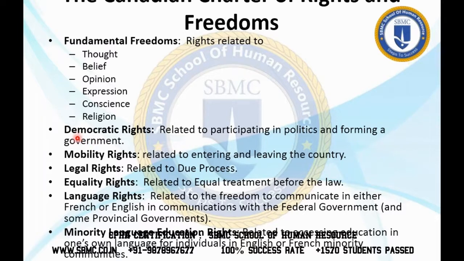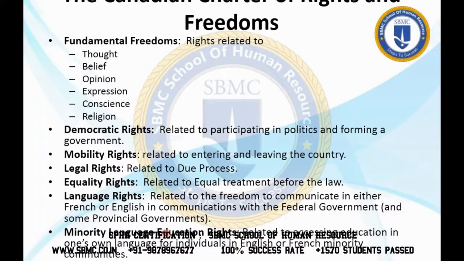So what the Canadian Charter says is that you have the right to vote, to form the government and participate in politics. So if you find a question on whether participation in politics is allowed or not, then yes, it's a democratic right. And you have the mobility right. You can enter and leave the country. You have the mobility rights. You have the legal rights related to due process. So you have the equality rights that are related to equal treatment before the law. That is the equality right. And language rights. Language rights are the rights related to the freedom to communicate in either French or English and to communicate with the federal government. That is the language right.